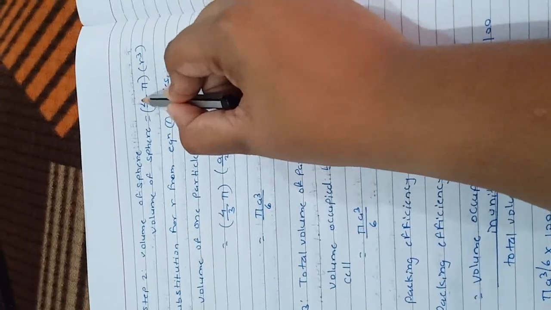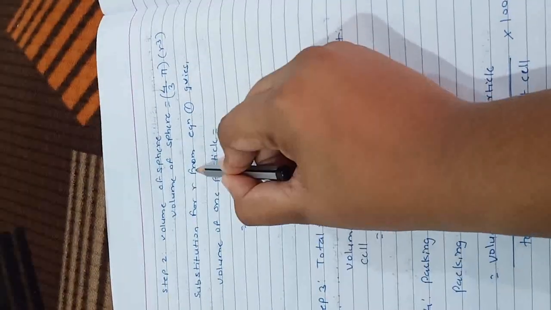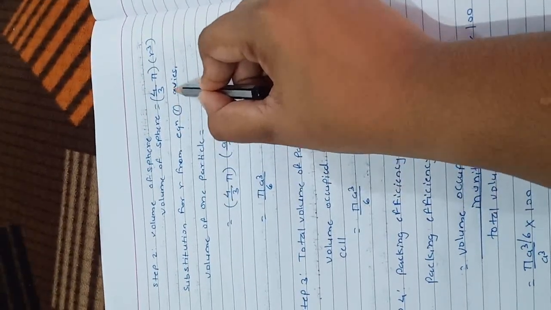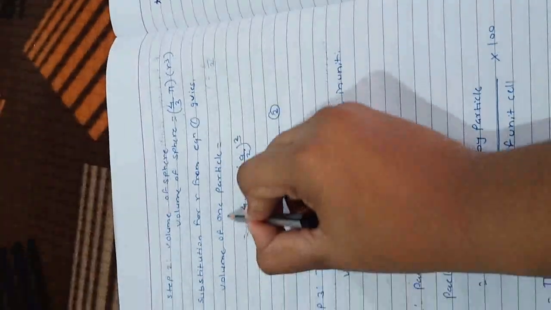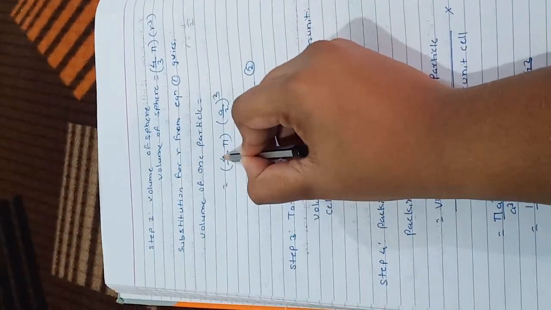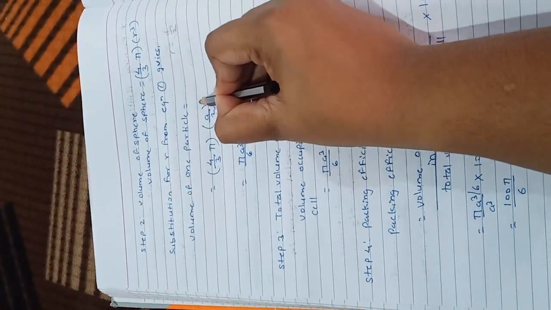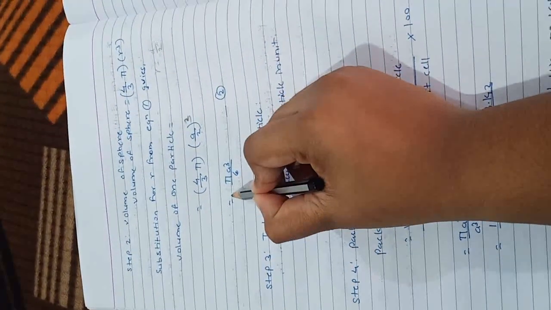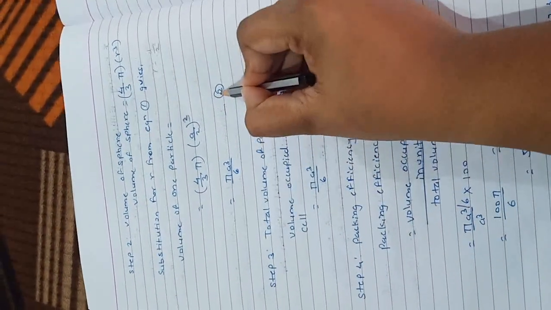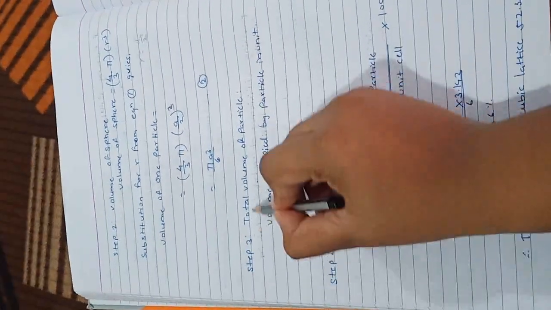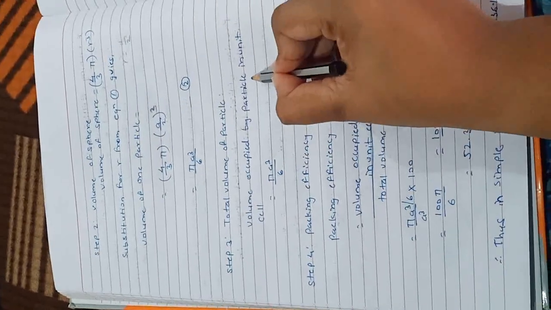Step 2. Volume of sphere. Volume of sphere equals 4 upon 3 into pi into r cube. Substitute for r from equation 1. So r equals a upon 2. Volume of one particle equals 4 upon 3 into pi into (a upon 2) cube, equals pi into a cube upon 6. Equation 2.